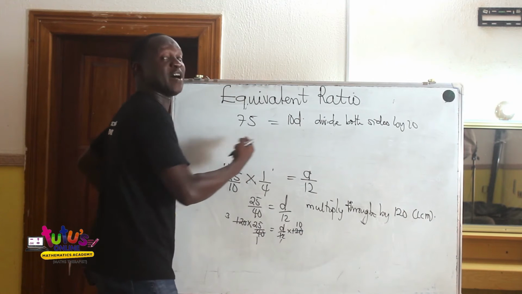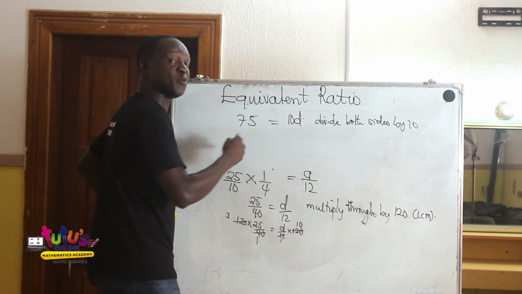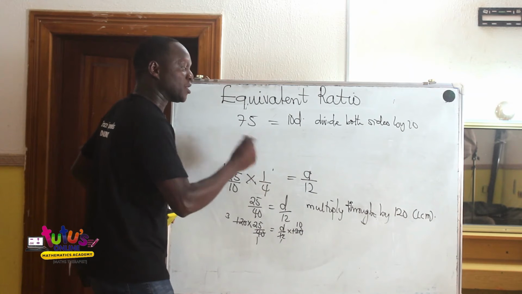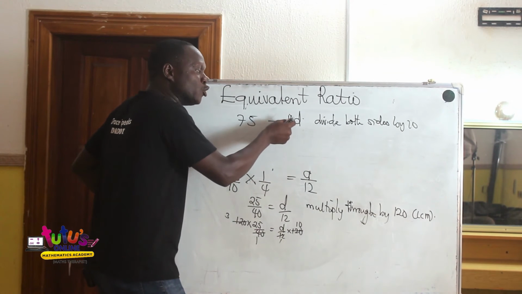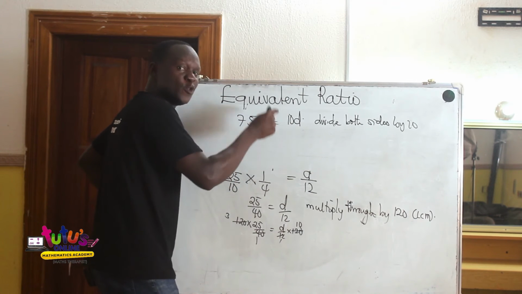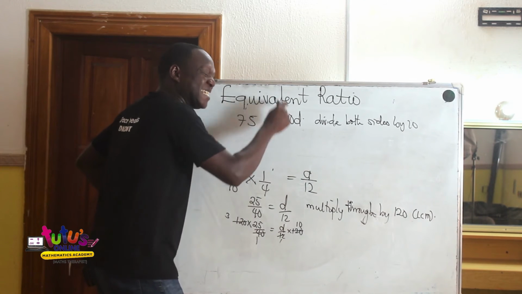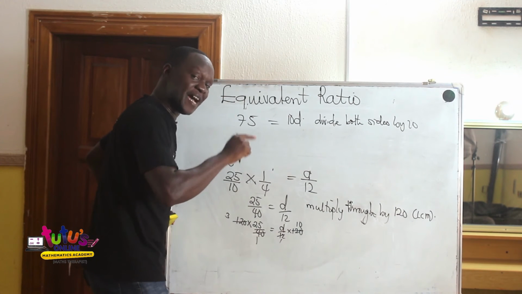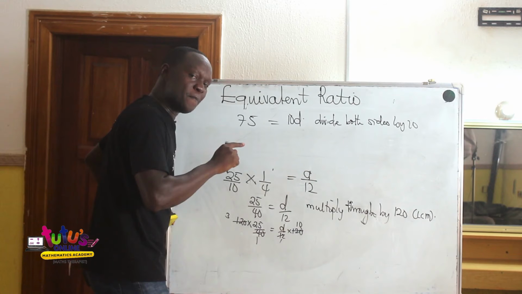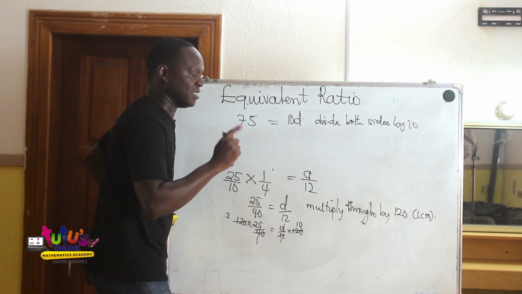Divide both sides by the number carrying the letter. If this were 5, you divide both sides by 5. If it were 8, divide both sides by 8. Anytime you see a number and a letter like this, it means they are multiplying. So what do you do to remove the number from there? You divide both sides by the number carrying the letter. Can I hear somebody say that? Divide both sides by the number carrying the letter.